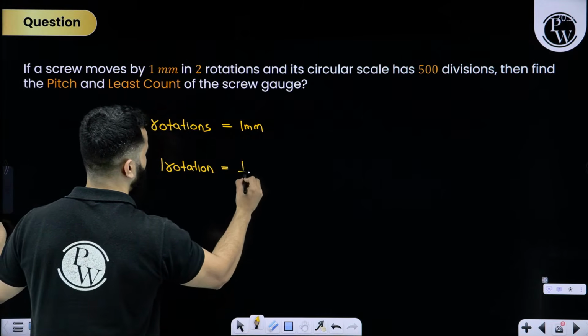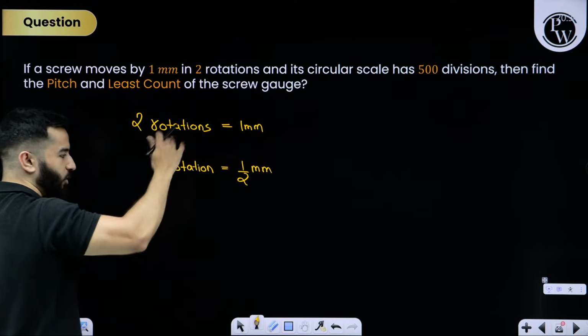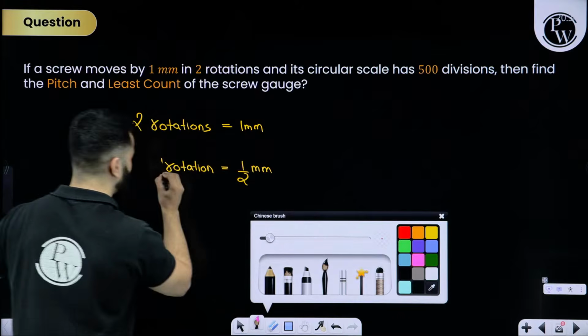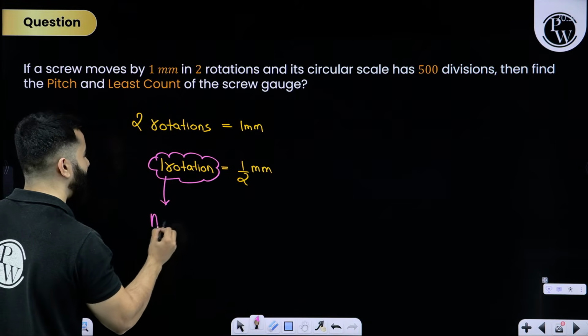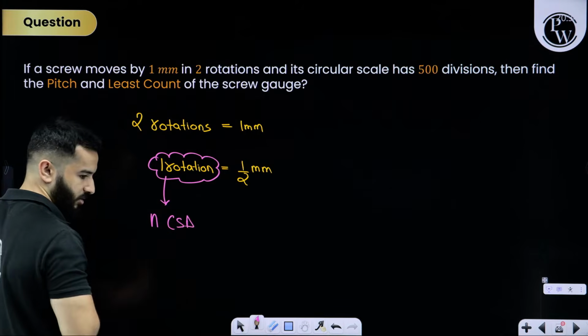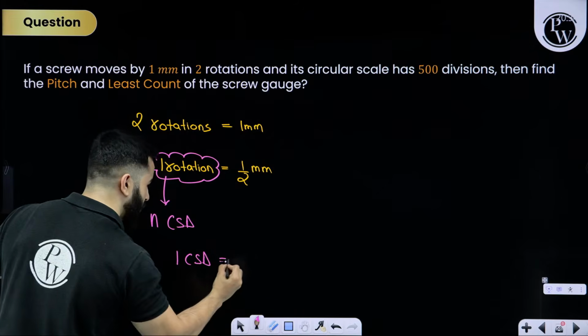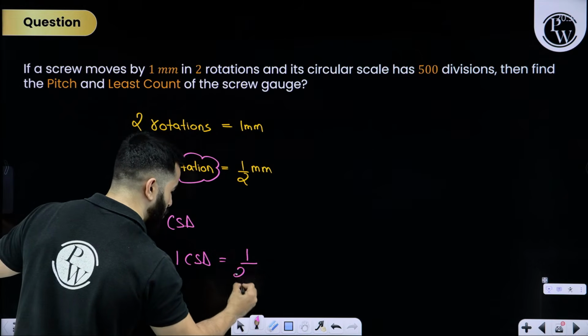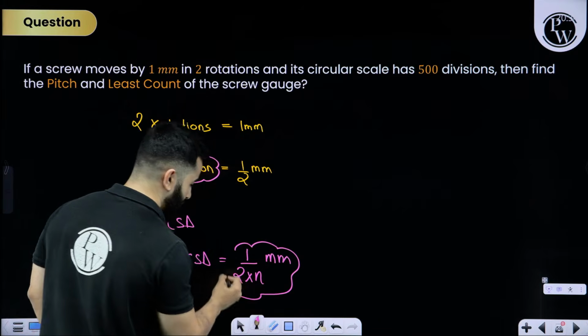1 divided by 2 millimeter. Now pay attention, I am not using a formula. First, let's try to understand it. In one rotation, how many divisions are there? Let's suppose there are n circular scale divisions. So in one circular scale division, how much will it move? It will move 1 upon 2 multiplied by n. This is going to be your least count.